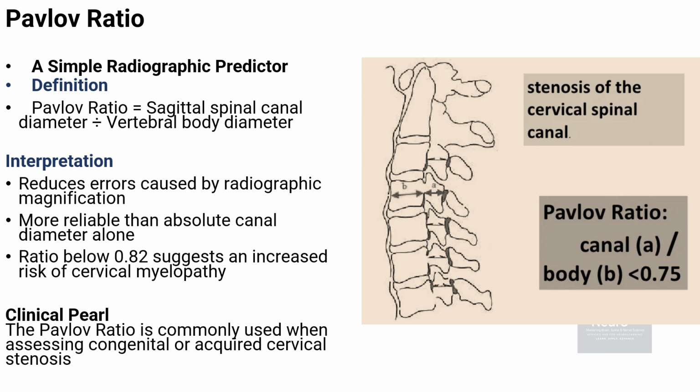Unlike absolute canal measurements, the Pavlov ratio reduces the effect of image magnification and provides a more reliable assessment of cervical canal narrowing, while a value below 0.82 is associated with an increased risk of cervical myelopathy, making it a useful screening tool for both congenital and acquired cervical stenosis. Always interpret it alongside the clinical findings.